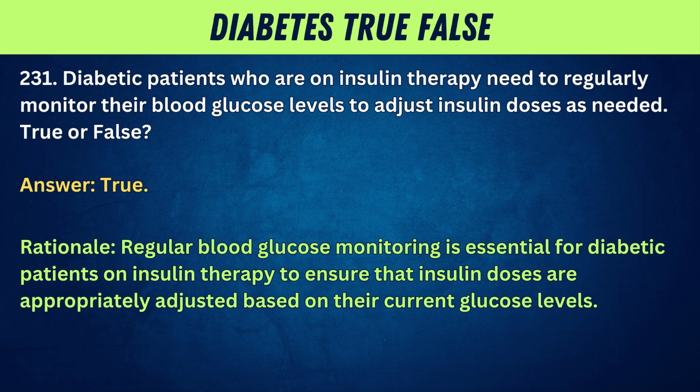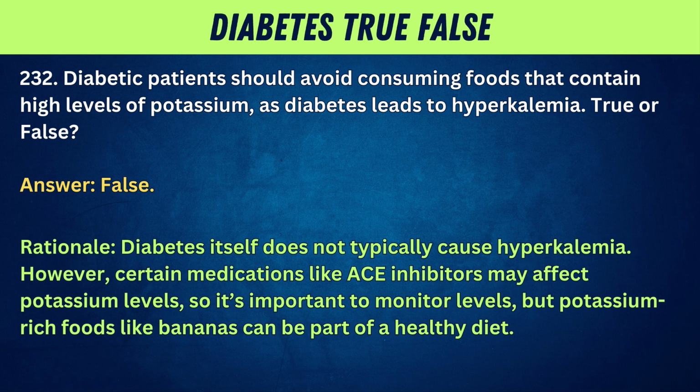231. Diabetic patients who are on insulin therapy need to regularly monitor their blood glucose levels to adjust insulin doses as needed. True or false? Answer: true. Rationale: regular blood glucose monitoring is essential for diabetic patients on insulin therapy to ensure that insulin doses are appropriately adjusted based on their current glucose levels.